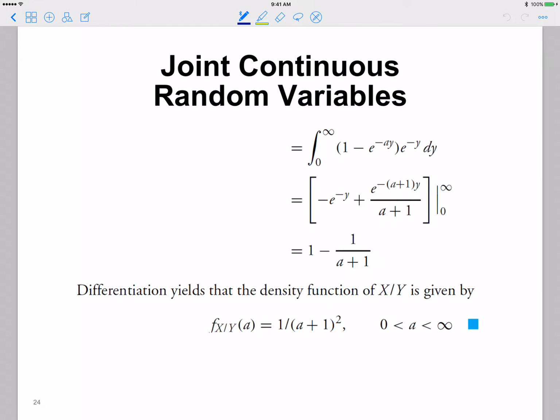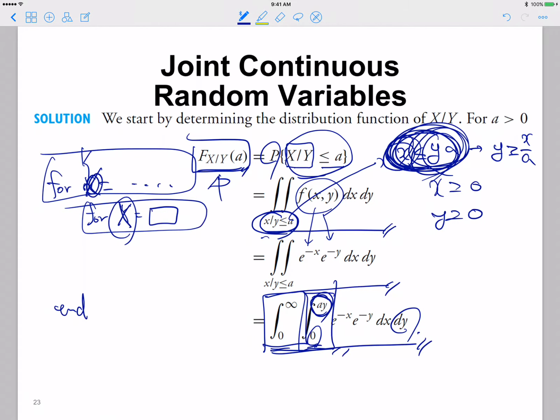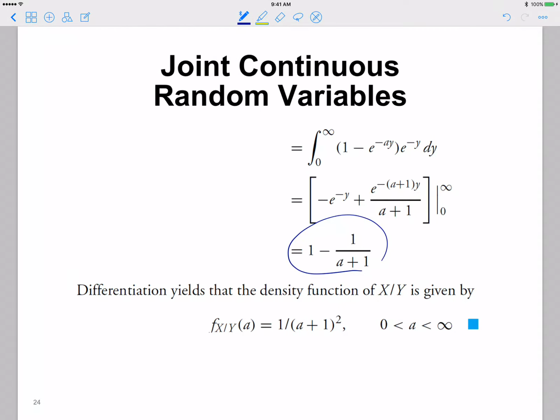If we evaluate all these integrals, we obtain this. And by taking the derivative, because that is our cumulative distribution function, we obtain the density function of the new random variable X over Y.